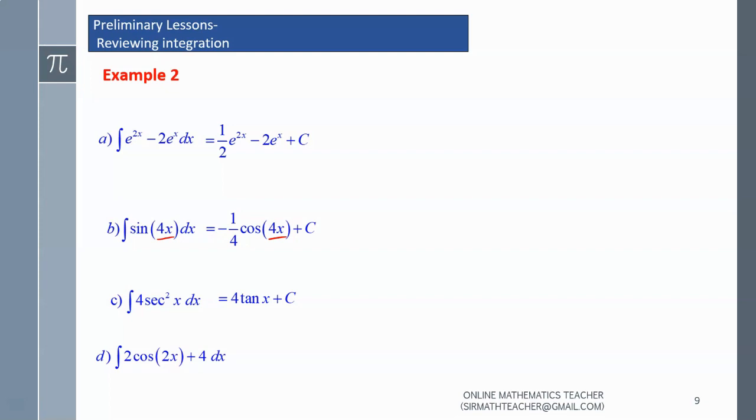Lastly, 2 cos 2x plus 4 dx. So cos becomes sine. Our function is going to stay the same, so the 2x is going to stay the same. The derivative of 2x here is 2, so we're going to divide by that as well. Cos becomes sine, 2x, the angle stays the same. 4 integrates to 4x. We simplify that. We get sine 2x plus 4x plus c.